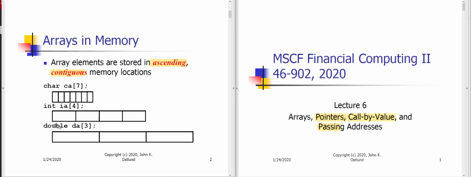DA is an array of 3 doubles. Again, on our machines, a double is 8 bytes wide, and so an array of 3 doubles is going to occupy 24 bytes of memory.